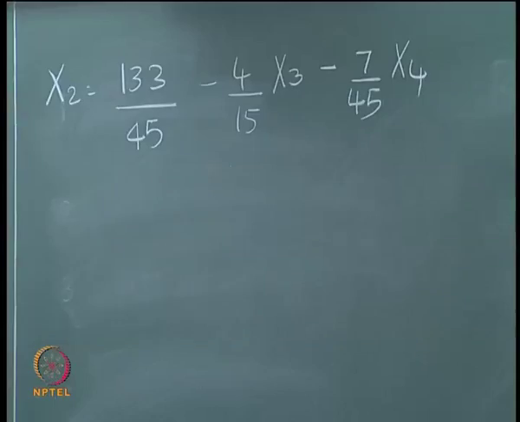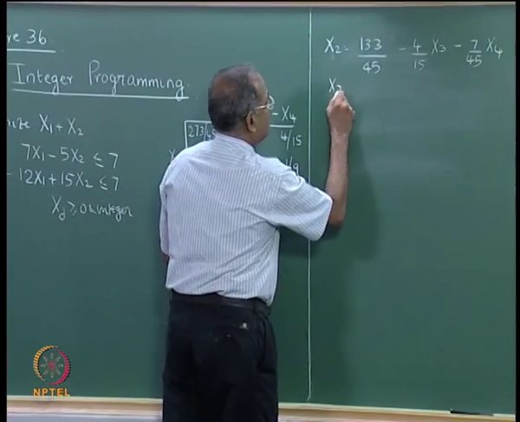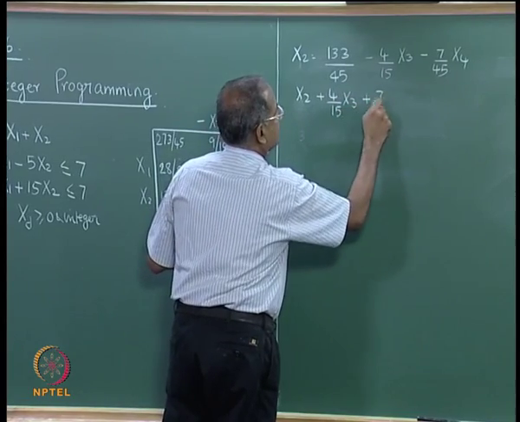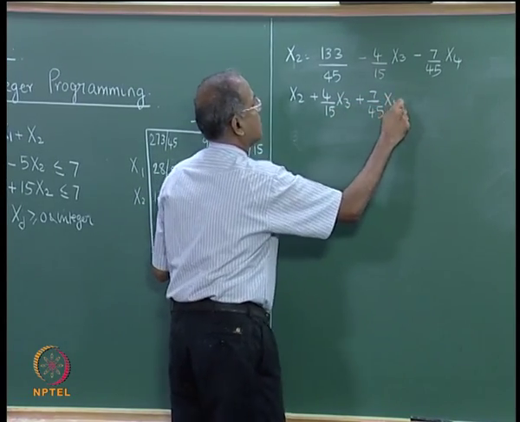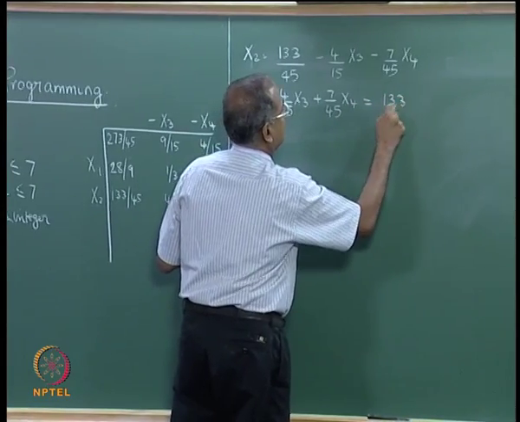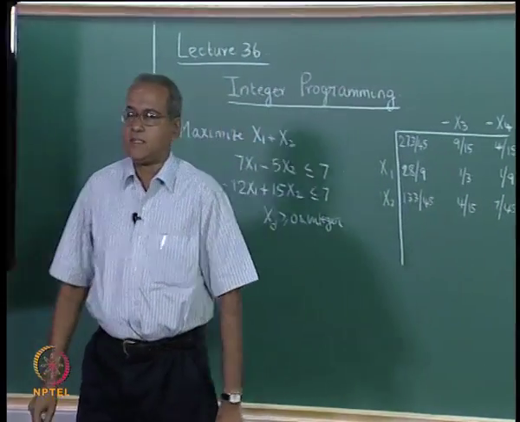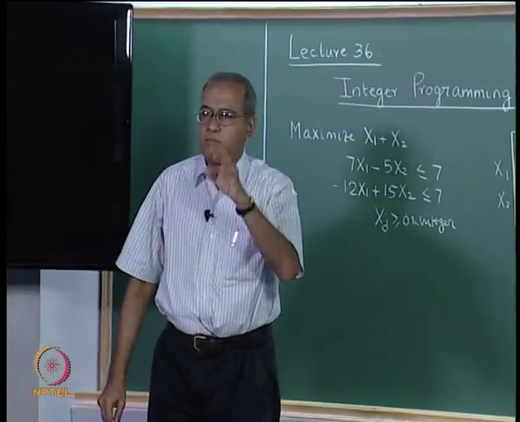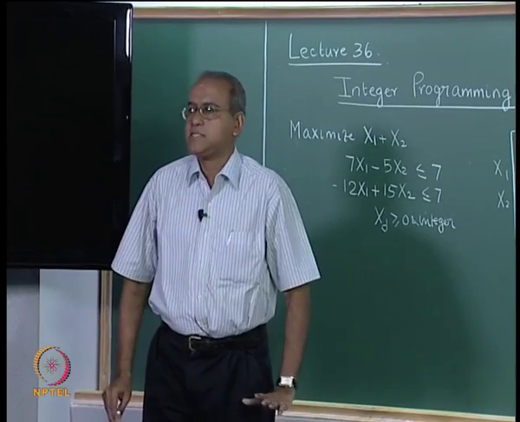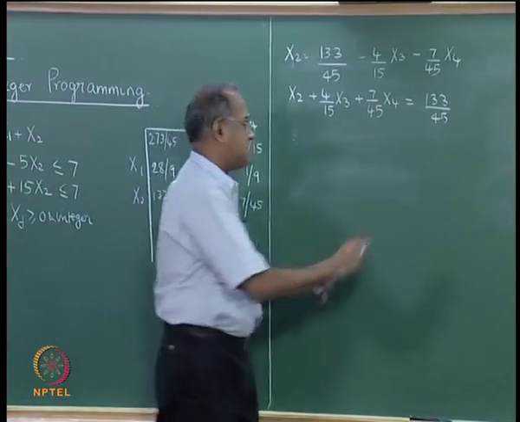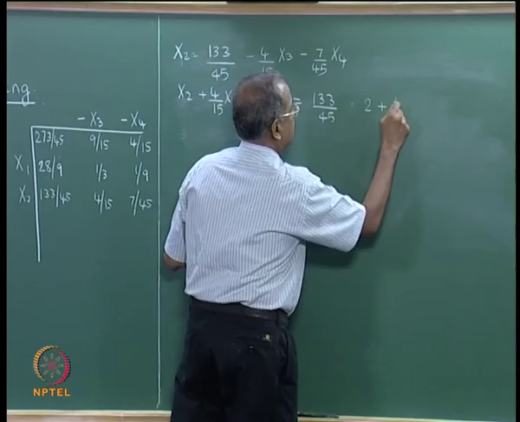So, we rewrite this equation in such a manner that the variables are on the left hand side and the constants are on the right hand side. So, this would give us x2 plus 4 by 15 x3 plus 7 by 45 x4 is equal to 133 by 45. Now, the right hand side is written as an integer plus a positive fraction less than 1. This is always positive. So, this is written as 2 plus 43 by 45.